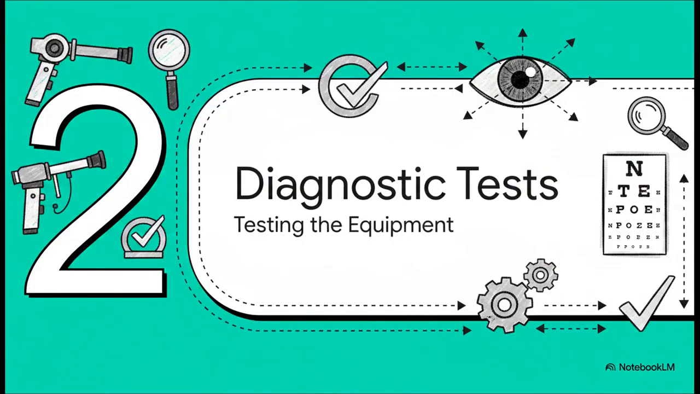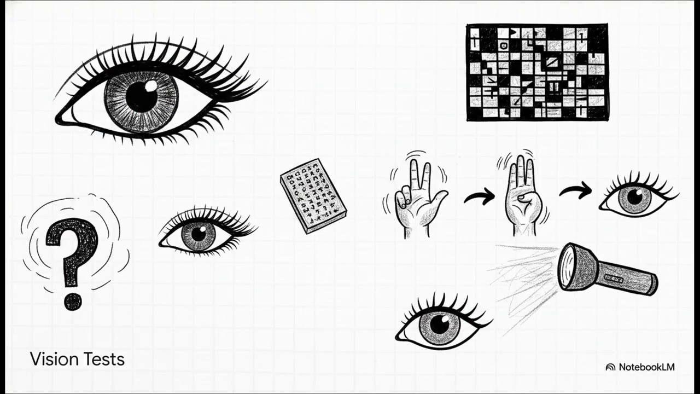Moving on to Section 2, Vision and Diagnostic Tests. So we know the hardware now. How do we actually test if the equipment is working? First up, visual acuity. You absolutely 100% have to know your abbreviations for the clinic. OD is the right eye, OS is the left eye, and OU means both eyes. We use the classic Snellen chart for distance, the one with the big E, and the Rosenbaum chart for near vision.